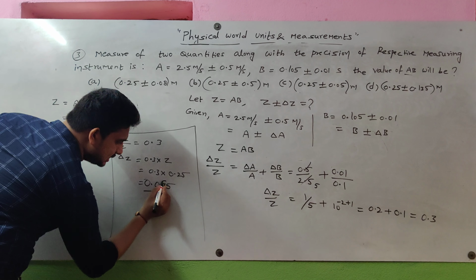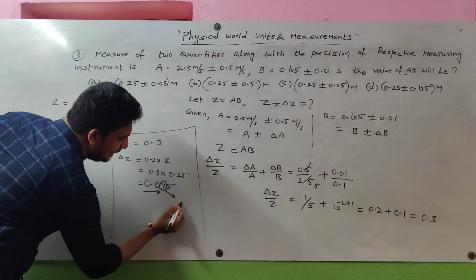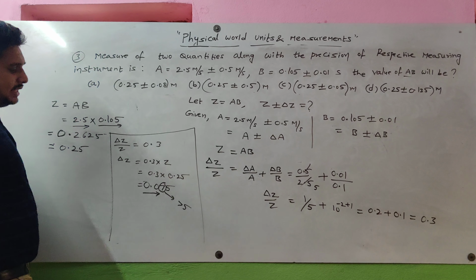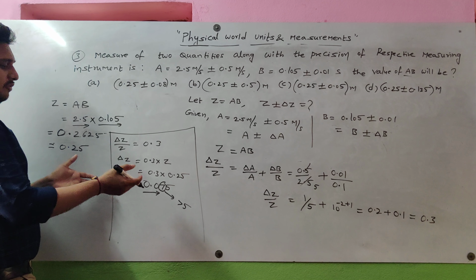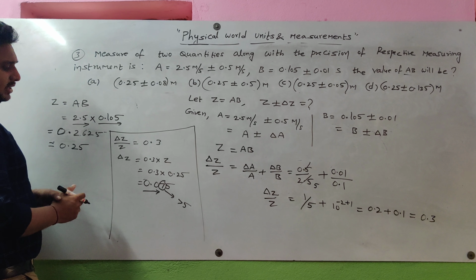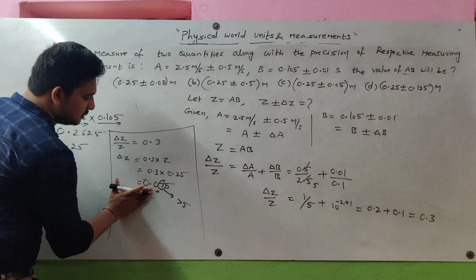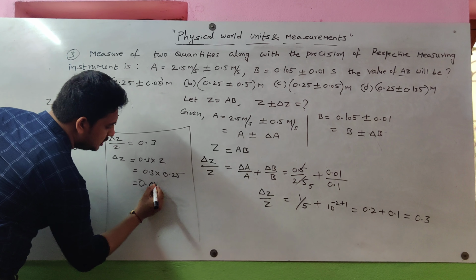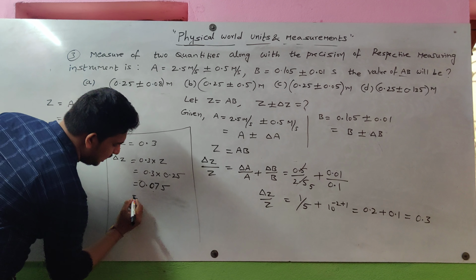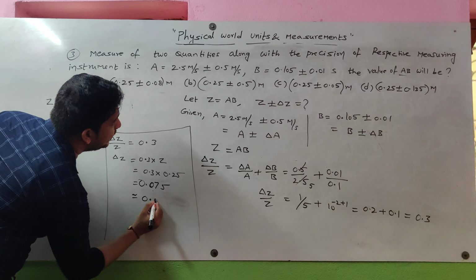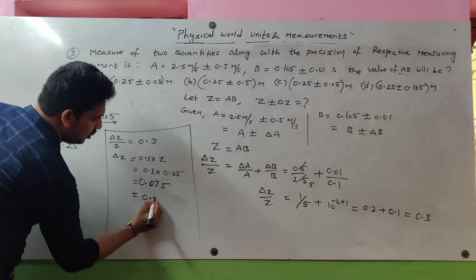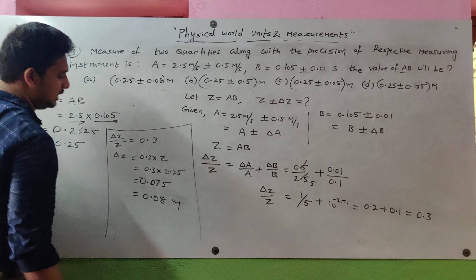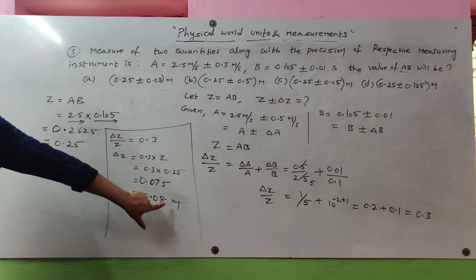So this 7 is greater than 5. Whenever it is greater than 5, we just add 1 to this. Then we get the value nearer to this. 0.075 is nearly 0.08 meters. That means delta Z value is 0.08 meters.